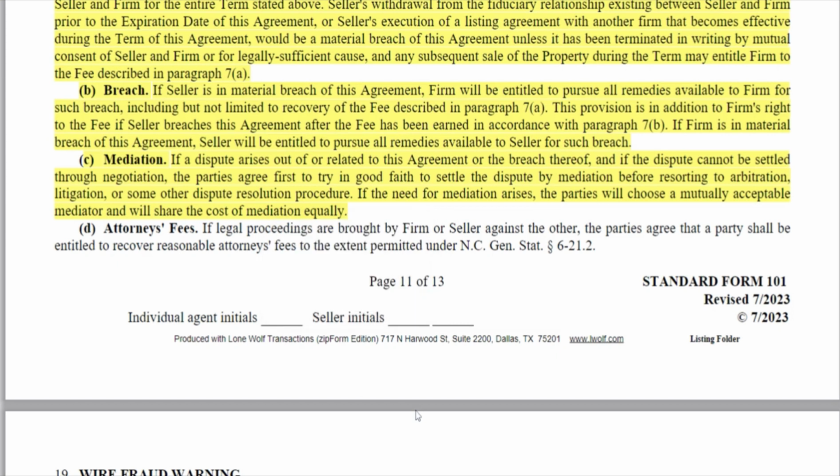Mediation. If a dispute arises out of or related to this agreement or the breach thereof, and if this dispute cannot be settled through negotiation, the parties agree first to try in good faith to settle this dispute by mediation before resorting to arbitration, litigation, or some other dispute resolution procedure. If the need for mediation arises, the parties will choose a mutually acceptable mediator and will share the cost of mediation equally.